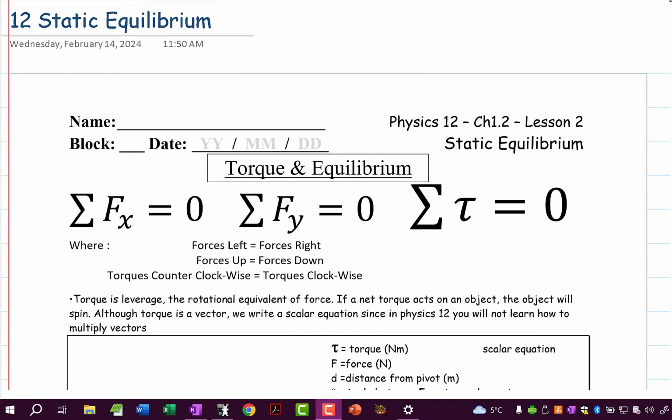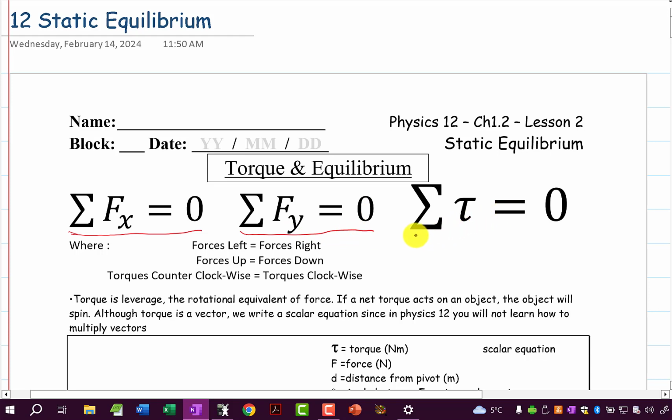Welcome back, physics fans, and we're ready to go on the second lesson for static equilibrium. The first lesson was on translational equilibrium, where the sum of the forces has to equal zero, in the x and in the y.